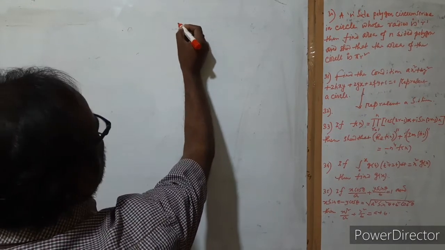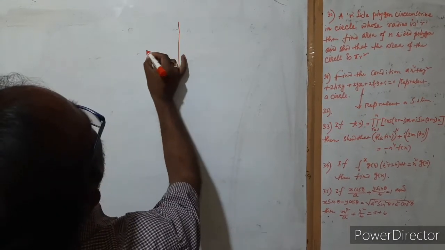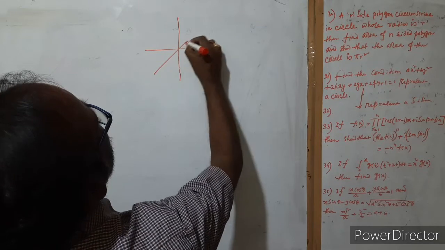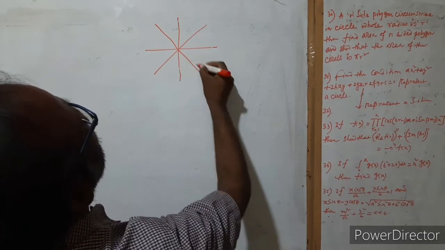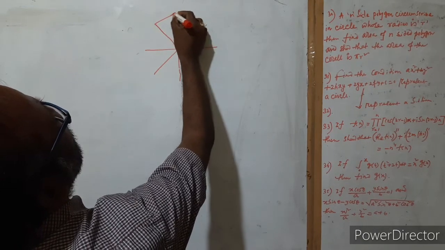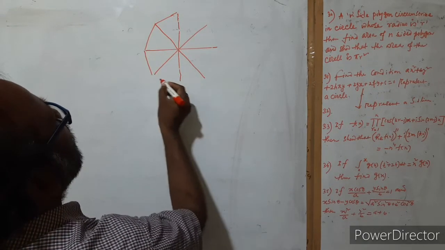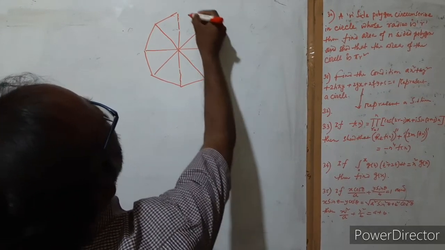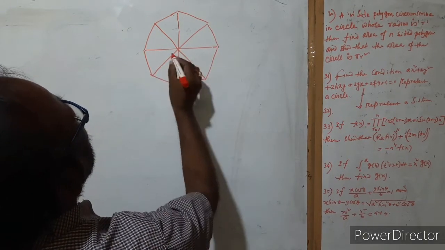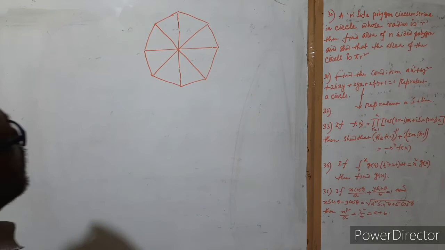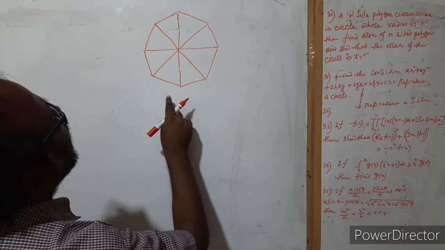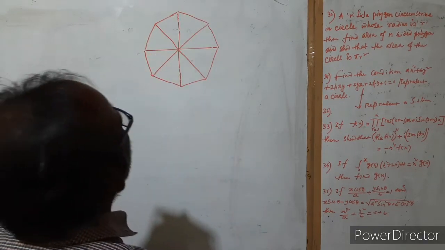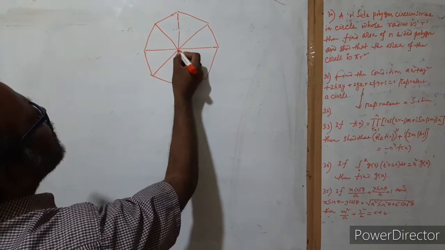Draw a regular polygon. Okay, this is a regular polygon whose number of sides is n. But in the drawing we see that the polygon here has 1, 2, 3, 4, 5, 6, 7, 8 sides. This is the octagon. Now let us assume this is the inside polygon.